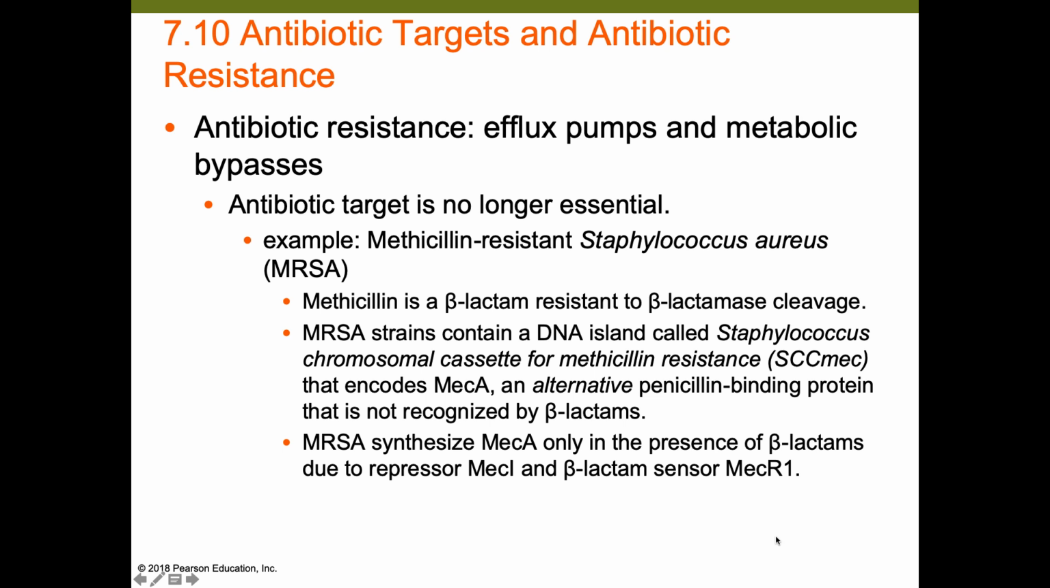And that alternative protein, we call it MecA. It is only made when beta-lactams are being applied. So this is a really unique strategy for antibiotic resistance, and it was completely unexpected. Scientists were shocked when Staph aureus became resistant to methicillin, and then they found out, holy crap, they made their own protein to bypass this perfect drug.